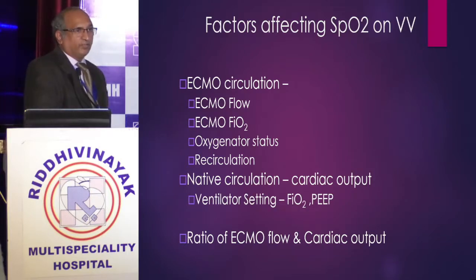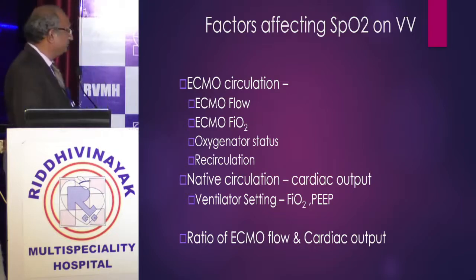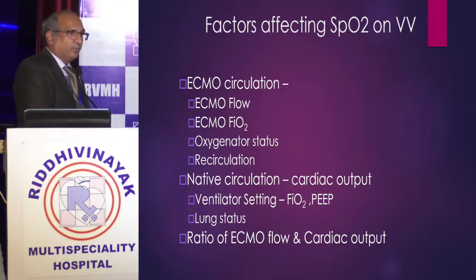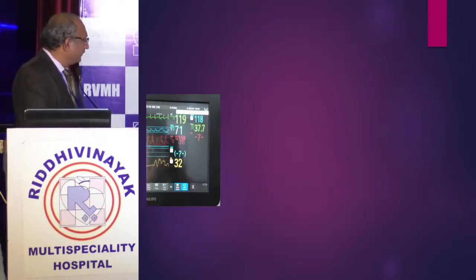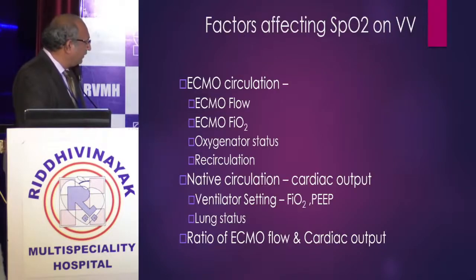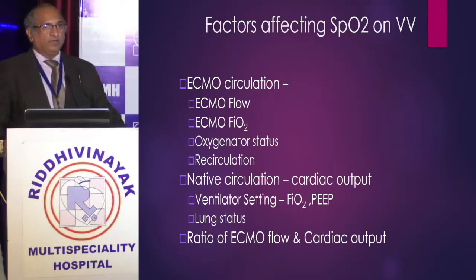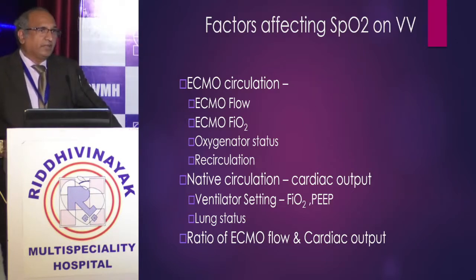If your ventilator setting is changed, again it can lead to hypoxia if the lung is contributing. If the lung status worsens, the patient develops pneumothorax or parenchymal worsening, again it can lead to hypoxia. And the most important, last, is your ratio of ECMO flow and native cardiac output. Any condition which increases the metabolic activity and the cardiac output can lead to a decrease in saturation, because in VV ECMO it is a dilution which determines the saturation.